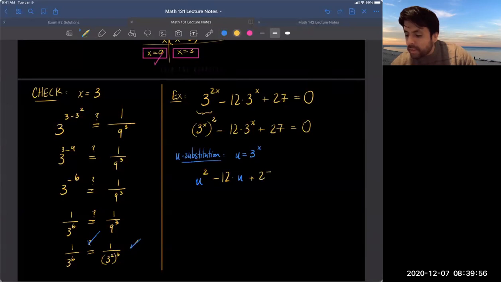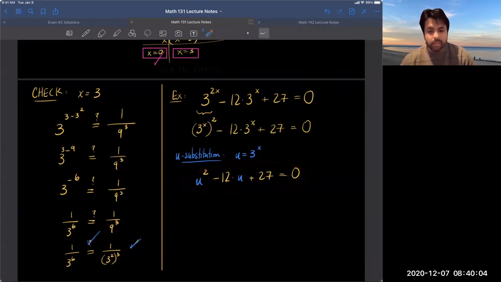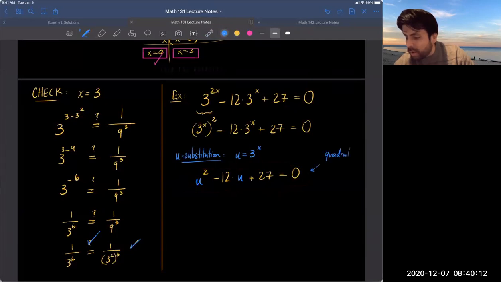plus 27 equals 0. Now for the time being, this equation that I've just rewritten looks like a quadratic. This is a quadratic function with variable u. Now what can I do here?